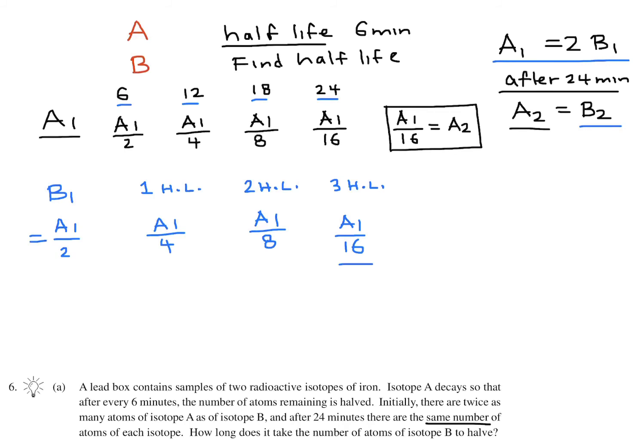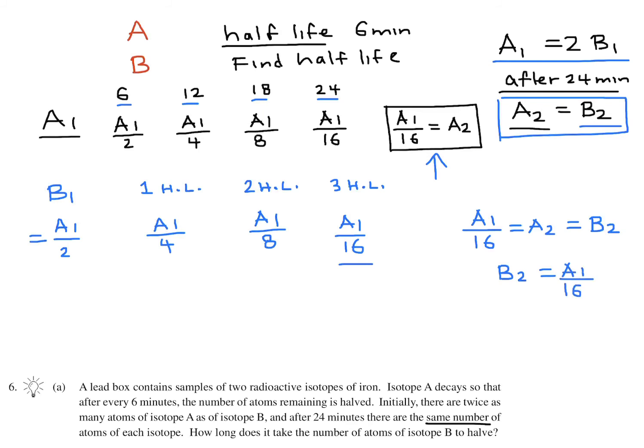Now, this A1 over 16 is important. Why? Because it equals A2, as we previously concluded. And then A2, from this equation, you will see, is equal to B2. So that means A1 over 16, which is equal to A2, is equal to B2, since they were the same. That's what the question tells you. So we can conclude from that that B2 is equal to A1 over 16.